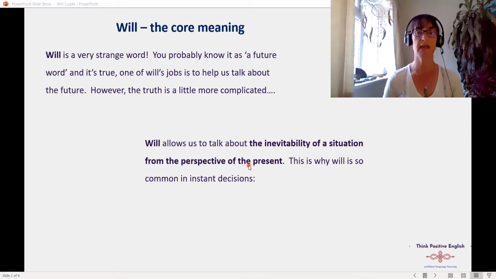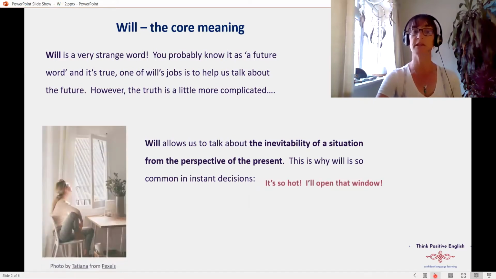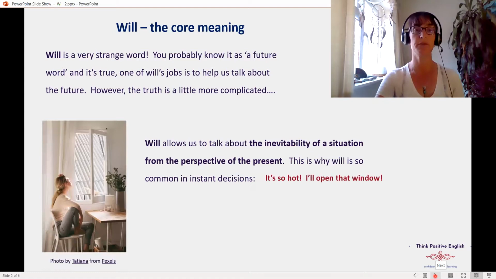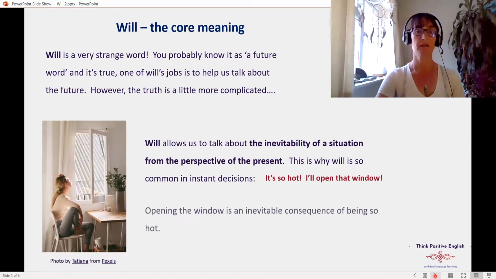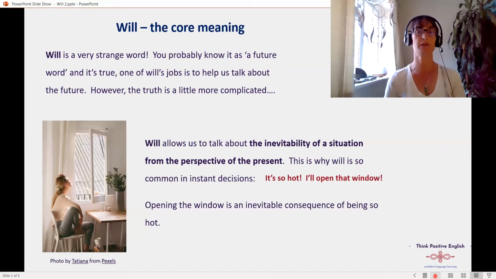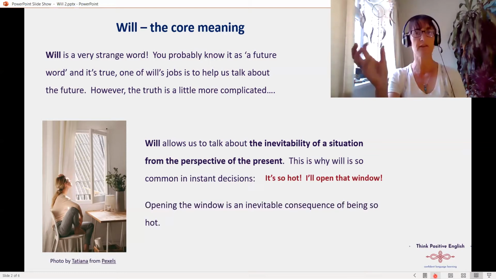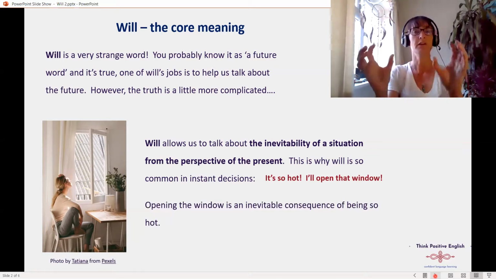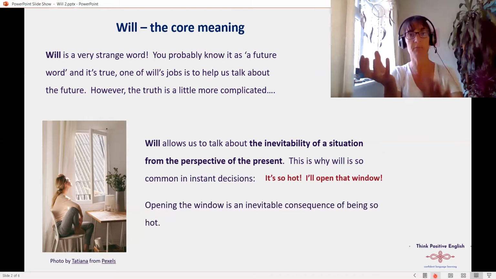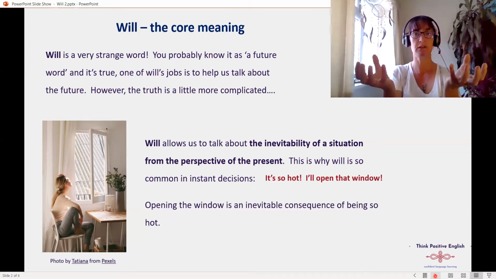So will basically lets us talk about things we think are inevitable based on how we understand things today. And this is why we can use will in those instant decisions that course books like to talk about. So things like, it's so hot, I'll open that window. Opening the window, it's an inevitable consequence of being so hot. Maybe if you live in a country with air conditioning, you might say, oh, it's so hot, I'll turn the aircon on. But the second action is that of course you would do that. You wouldn't put the heating on. So it's inevitable that action B will happen because of the situation in action A.